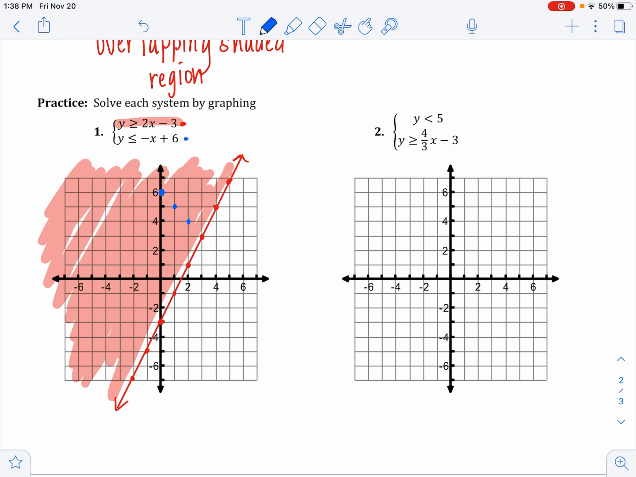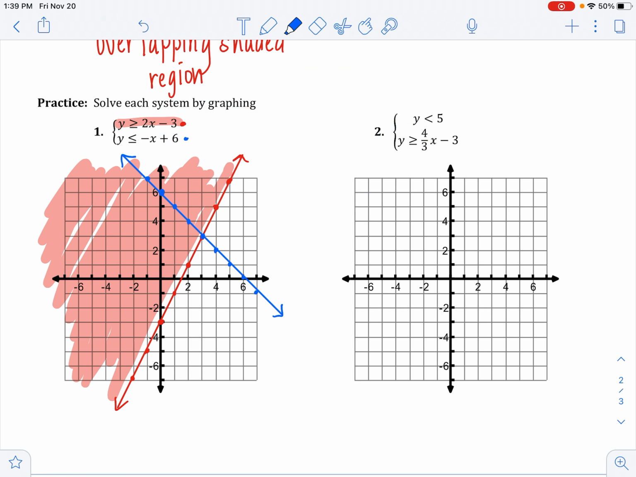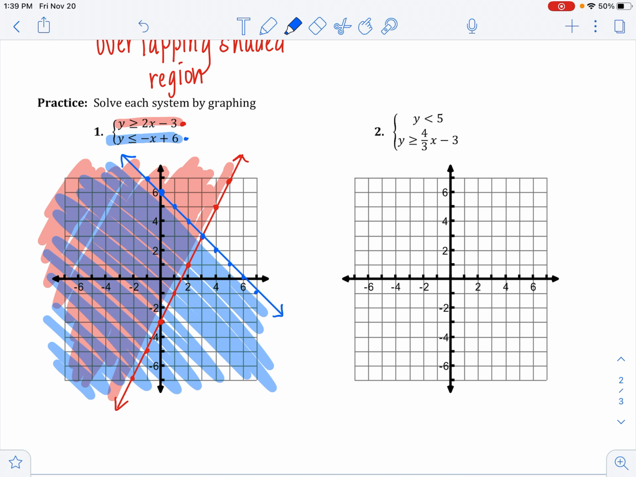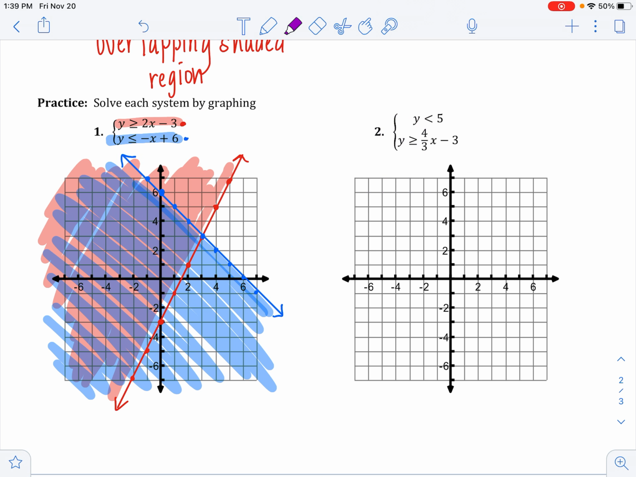Okay, now we're going to do the other inequality. Y is less than or equal to negative x plus 6. So y-intercept of 6 and a slope of negative 1. Down 1, right 1, down 1, right 1. And up 1, left 1. This is less than or equal to, so I'm going to include the points on the line. Now I need to decide if I'm shading above or below. If you look, this is less than or equal to, so I'm shading below that line.